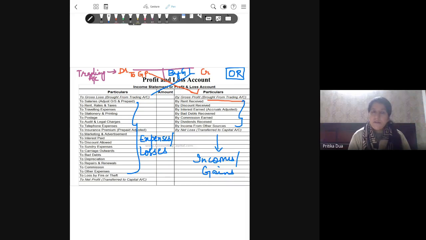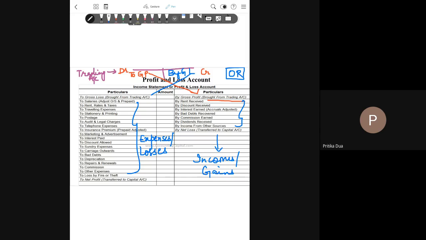Under expenses, the first term is to salaries. Now, yesterday I explained you when you have wages, they come under the trading account because those are paid to the labor which is directly involved in the production process. Salaries are paid to the white collared workers who are in the administrative process of the business. Part of the indirect expenses of the business.